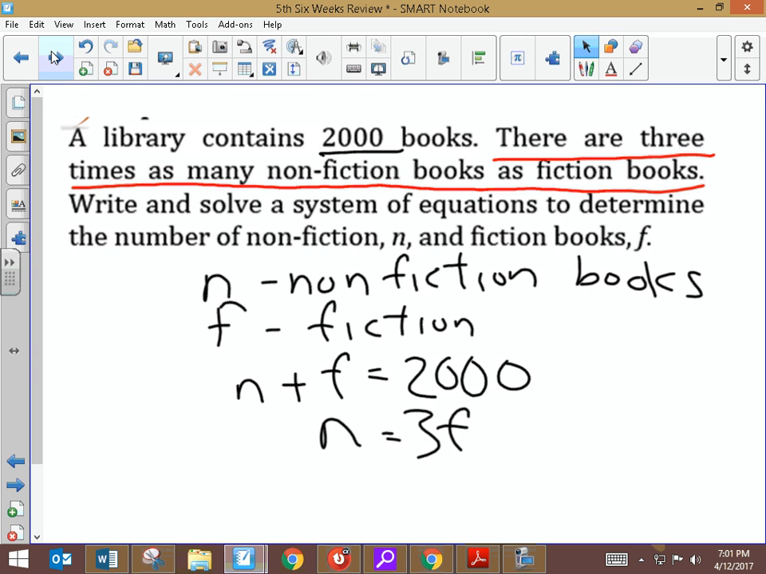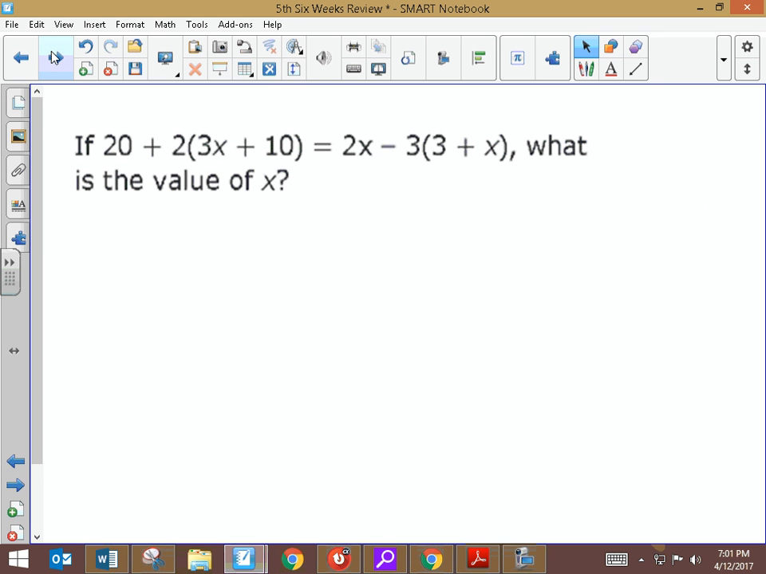We are already looking pretty good here. All right, you can also use the calculator here. All right, if 20 plus 2 times 3x plus 10 equals 2x minus 3 times 3 plus x, what is the value of x? Again, there are two ways to do this. I'm going to solve this by hand, and then I'm going to solve it by the calculator. Okay? But since you guys actually only have about 30 minutes for this test, I think we'll go ahead and put it in the calculator first. Right? And then I'll solve it by hand, just so you can see how it's done.